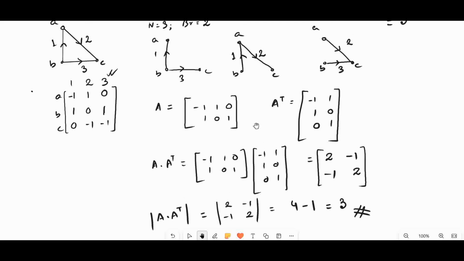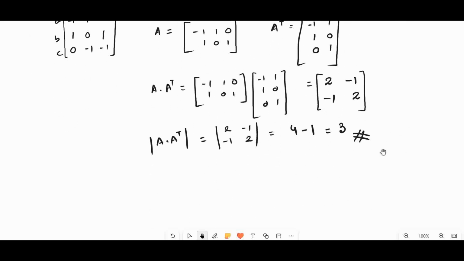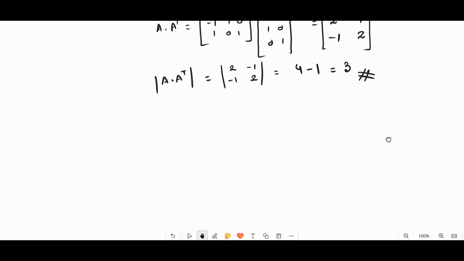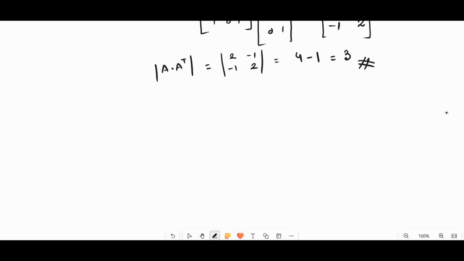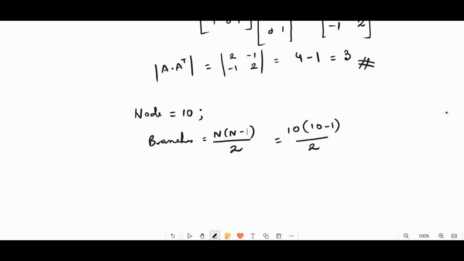And since this is a very simple graph, we can identify the number of trees by drawing them also. But the case will become difficult when we have more nodes. For example, let us consider the number of nodes as 10. Then the number of branches for the tree will be, as we know, n into n minus 1 divided by 2. So this will be 10 into 10 minus 1 divided by 2.